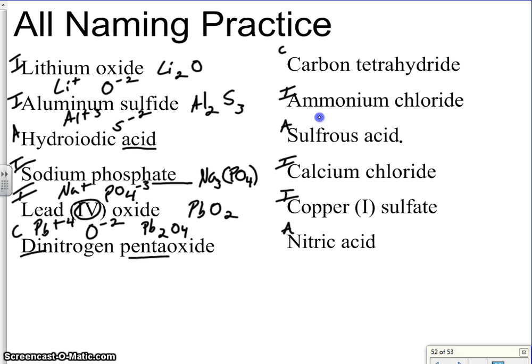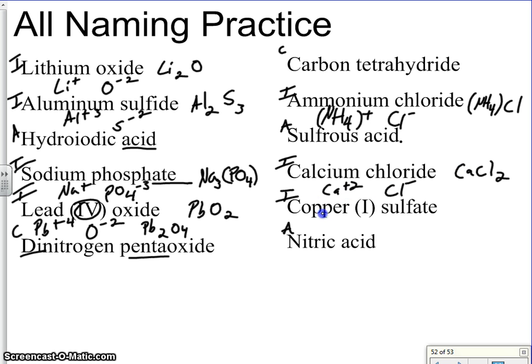Okay. Ammonium is a polyatomic ion. It's NH4 with a plus 1 charge. Chloride is Cl minus. Cross and swap, our compound is NH4Cl. Okay, calcium, Ca plus 2. Chloride is chlorine, negative 1. Cross and swap, CaCl2.